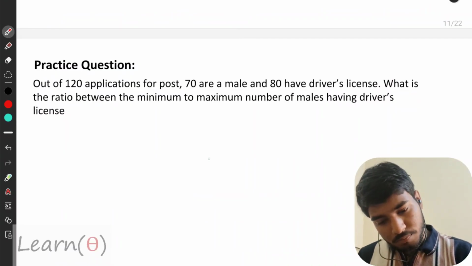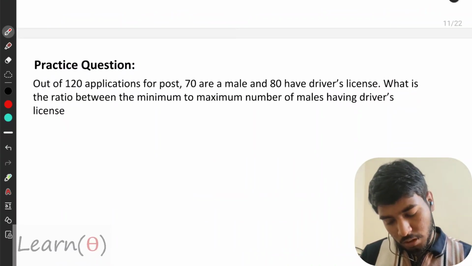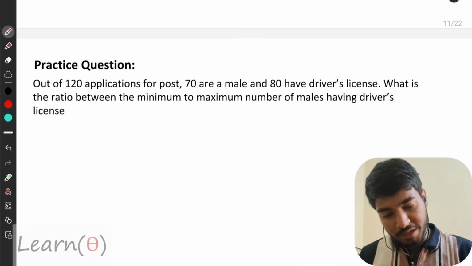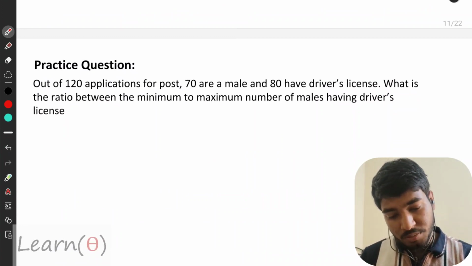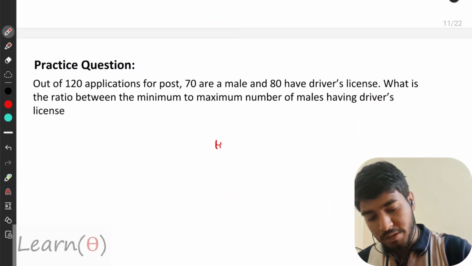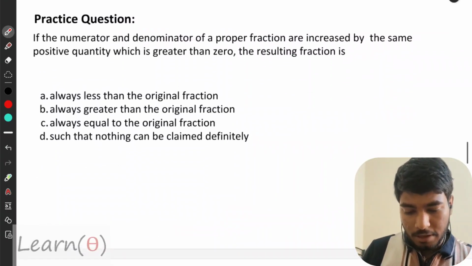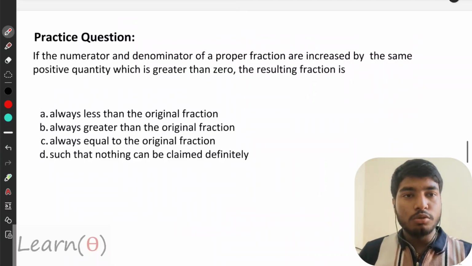Out of 700 and out of 120 applicants, 70 are male and 80 have a driving license. What is the ratio of the minimum to maximum number of males having a driving license? I think this should be a homework question. Fine, let us do this theoretical question, because theoretical questions are also asked.